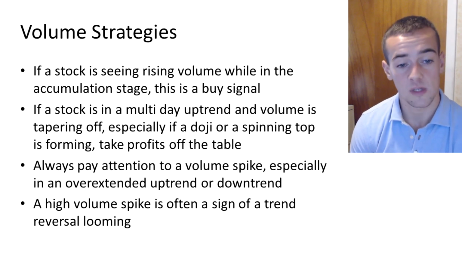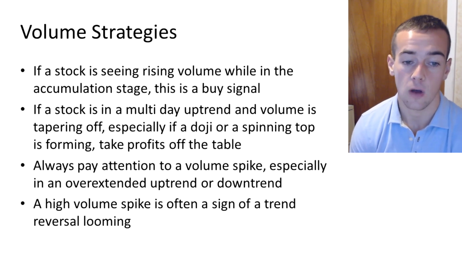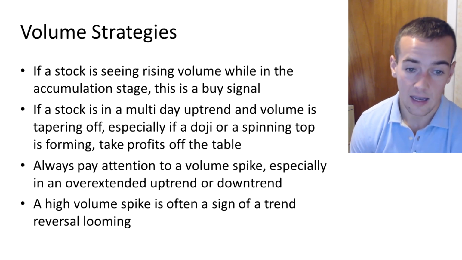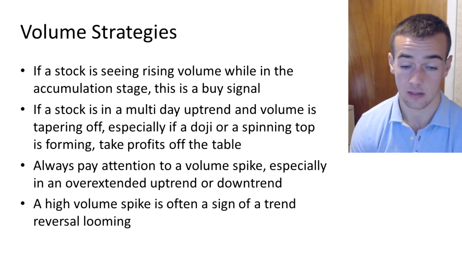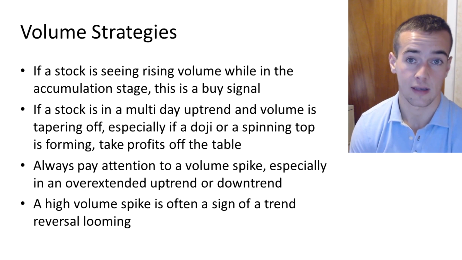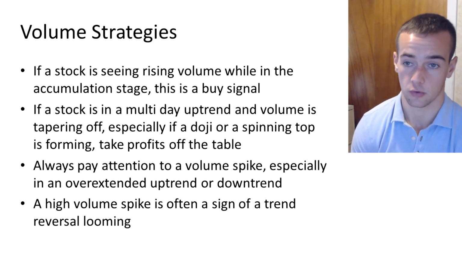You also want to always pay attention to a volume spike, especially in an overextended uptrend or downtrend, because a high volume spike is often a sign of a trend reversal looming. So a high volume spike at an overextended uptrend is a good indicator that you're going to be seeing a peak or a downtrend, and a high volume spike at an overextended downtrend is a good indicator that that trend will be reversing as well.